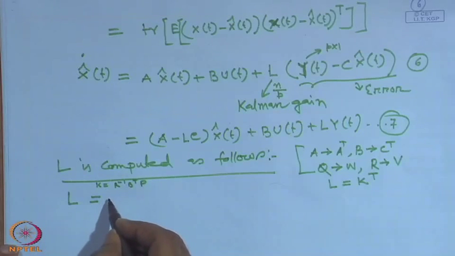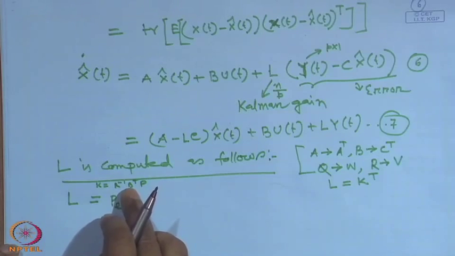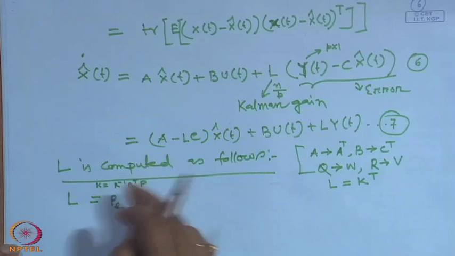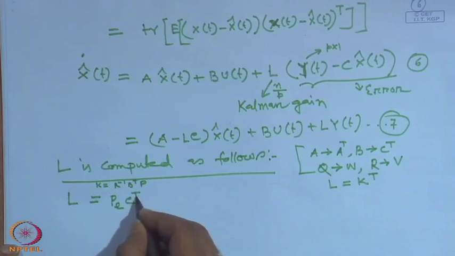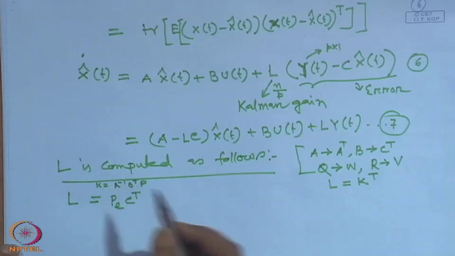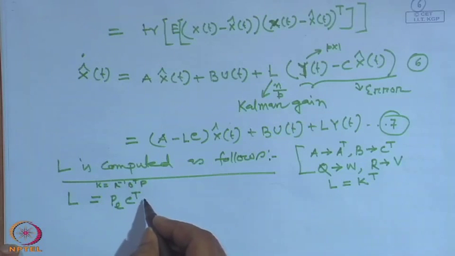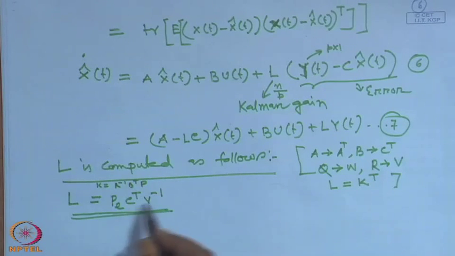First will come P, which for the estimator I denote by P_E, then B transpose, where B is replaced by C transpose. So, C transpose, then comes R inverse, where R is replaced by V. So, V inverse. Agree? So, this is the Kalman gain we have to find.